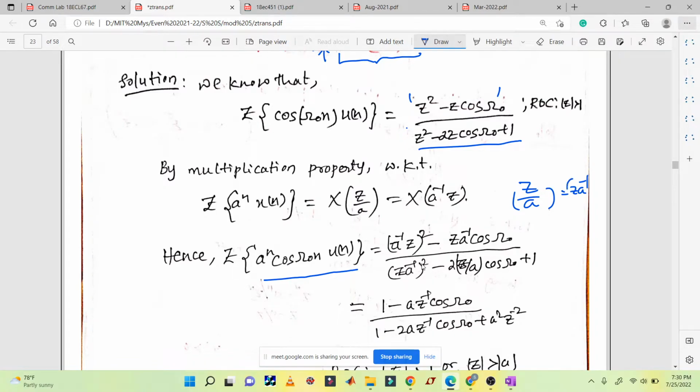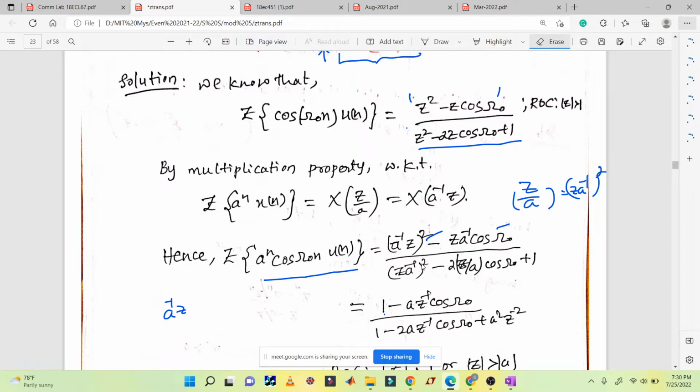So here z square is there, that's why we can take this whole square. Same thing is done here. After that a minus z whole square is taken common. If we take common, what will happen? The answer will become 1 minus a z inverse cos omega naught. Minus a inverse, sorry, a inverse z whole square is taken as common.